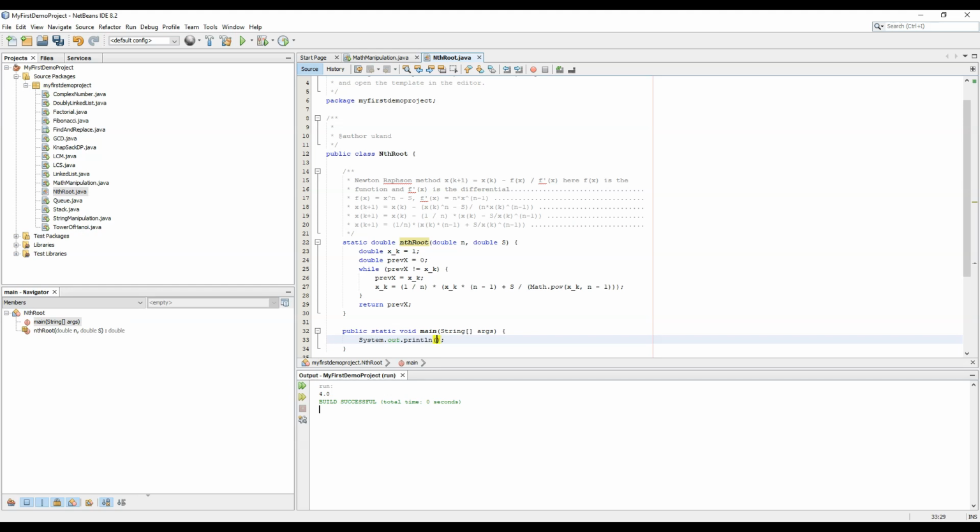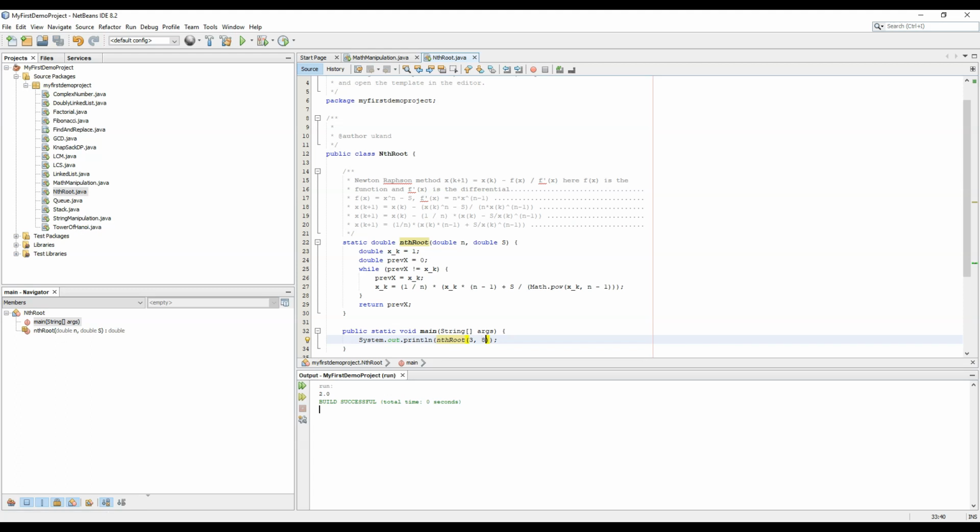Let's print nthRoot, say 3, the third root of 27. Now let's run it. So it's printing 3.0. The third root of 27 is 3.0. Let's find the third root of 64. So it is 4. It is giving the correct answer. Let's do it for 8. It's 2.0. Again the correct answer.